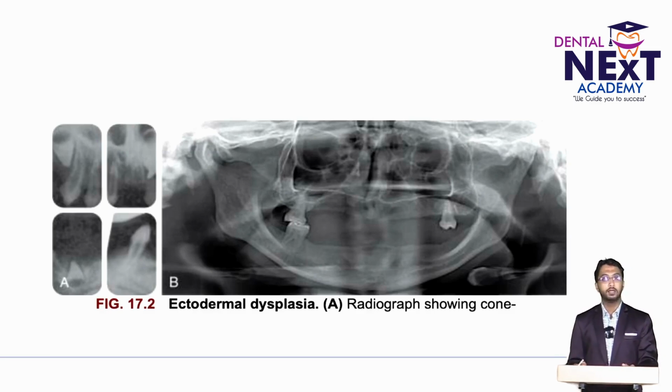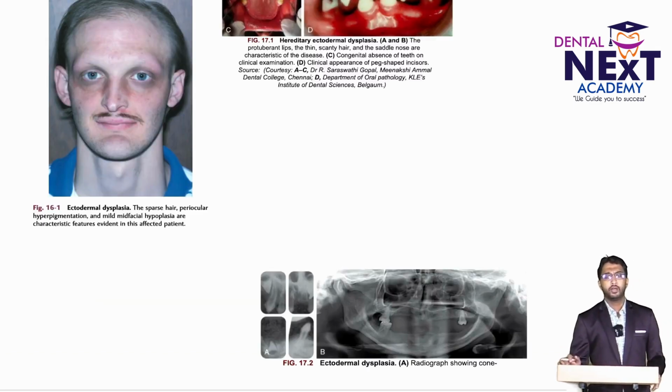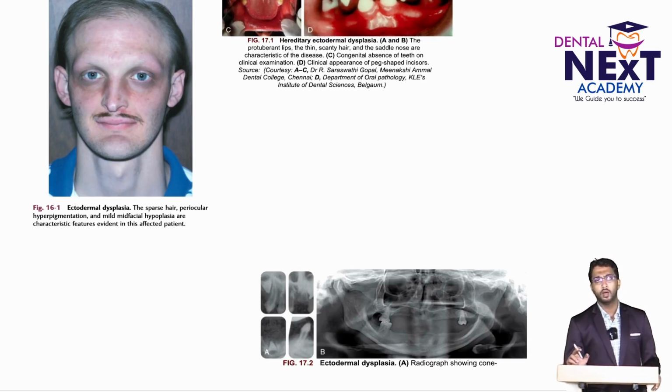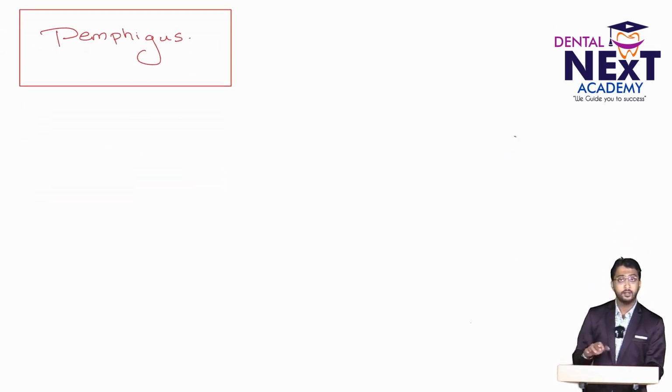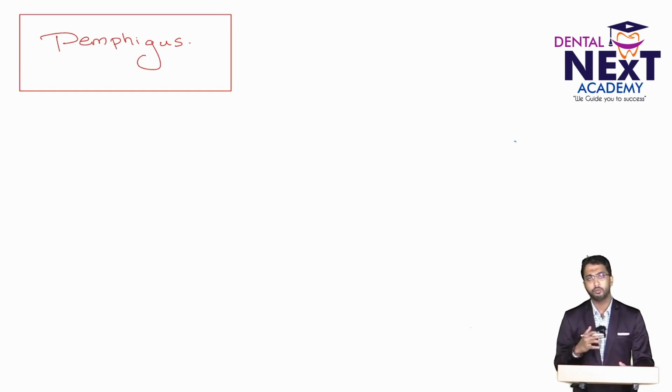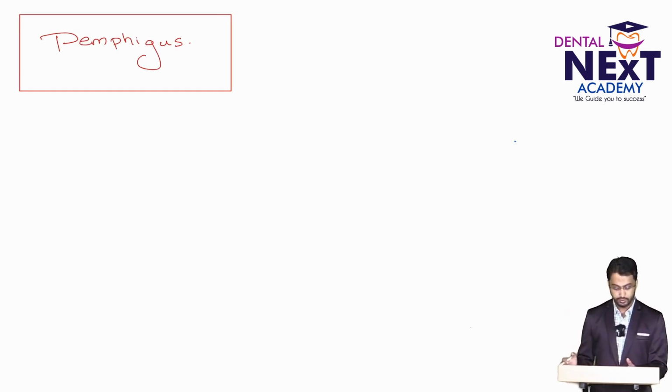So that's the first lesion we have studied in the dermatologic lesions. Now, dermatological lesions can be divided into non-immune related and immune related diseases. This is the most important non-immune related disease, which is ectodermal dysplasia. There are a few more small ones, which you can study from the notes. But now let us go on to the immune mediated diseases of the skin, the dermatological lesions related to the oral cavity, of which the immune related diseases are much more important than the non-immune related ones.